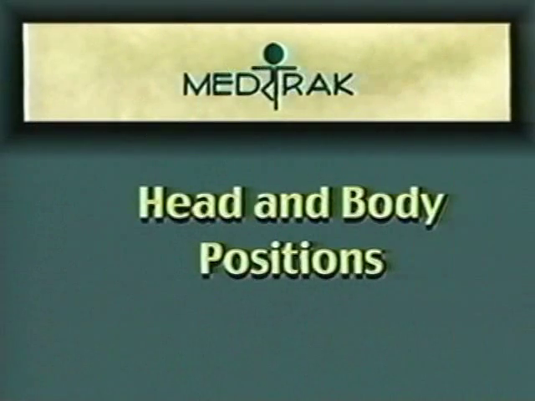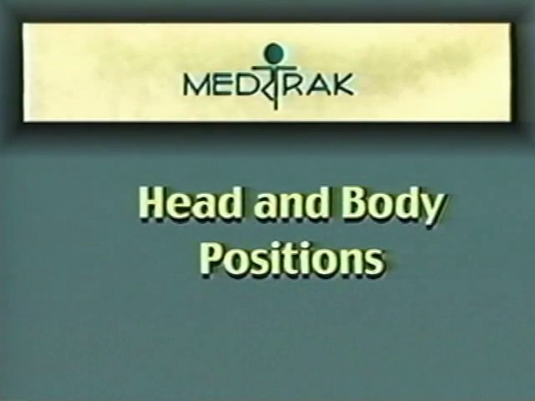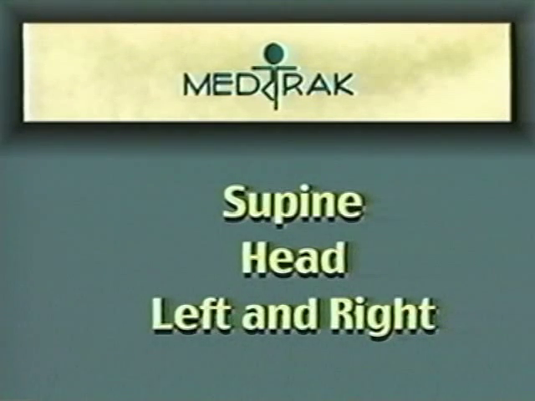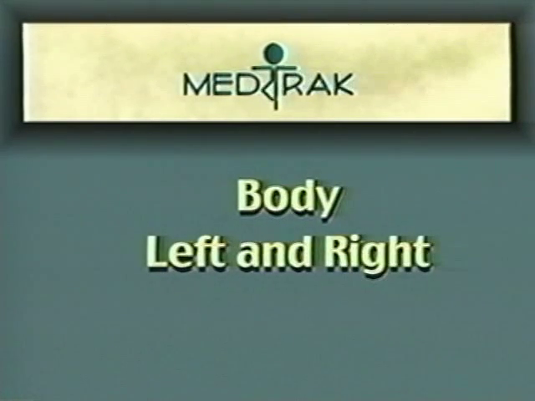It is again of prime importance that the operator observe the direction and the type of nystagmus during the Dix-Hallpike testing maneuvers. The next portion of the positional testing battery demonstrates the response to placing the patient's head and body in various different positions. Typically, these include supine head center, supine head left and right, body left and right. And these are done separate from the Dix-Hallpike maneuver for benign positional vertigo.